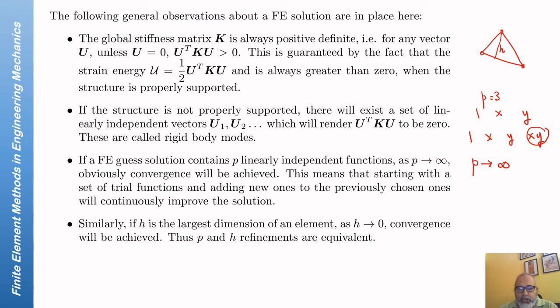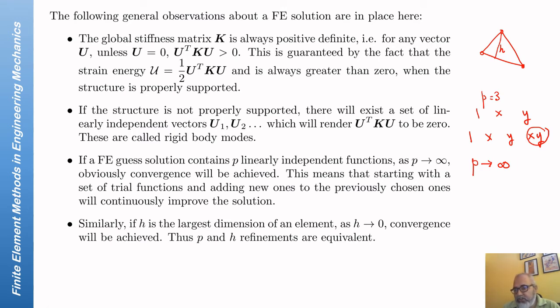So both of these, P convergence as well as H convergence, or P refinement as well as H refinement, are equivalent strategies to take your FEM solution closer and closer to the true solution. Okay. Now, how does FEM err? What are the errors in FEM?